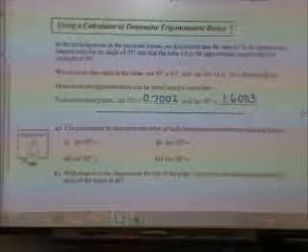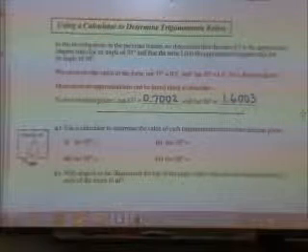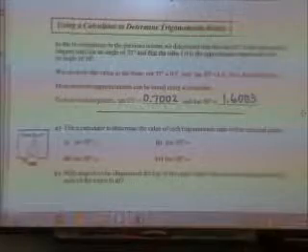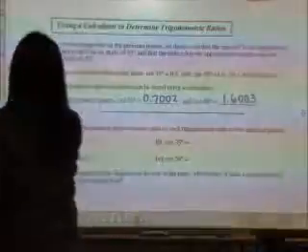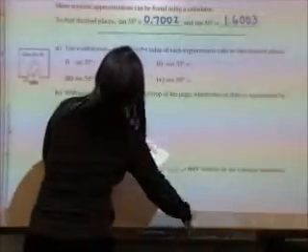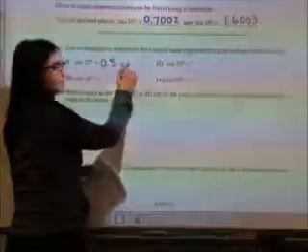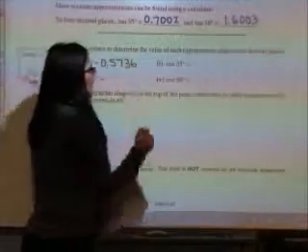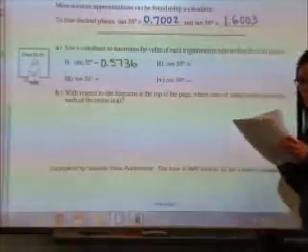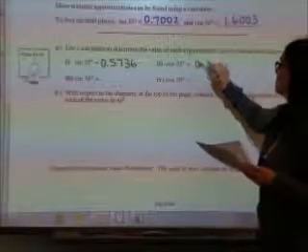So, I'm going to give you a moment. I want you to do class example 1A. Determine the value of each trig ratio to 4 decimal places. So to 4 decimal places, what is sine 35? 0.5736. Thank you. Cos 35. 0.8192.